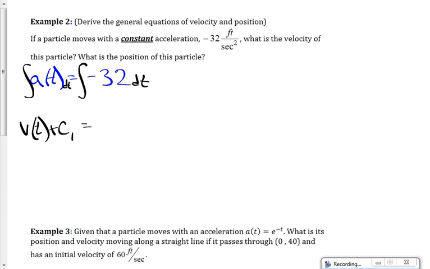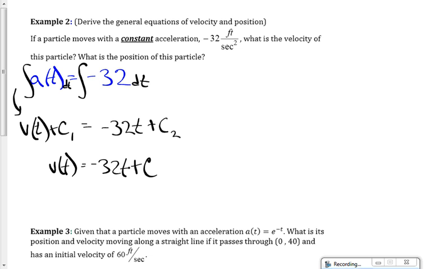A constant becomes what? Becomes linear plus some sort of constant of integration, right? Now, I would make the argument that you don't need both of these constants. Mathematically, going from here to here, you need a constant on both sides. But I could take this constant and move it over here, and it would still just be a constant, right? So I'm going to say that v of t is equal to negative 32t plus some sort of constant.